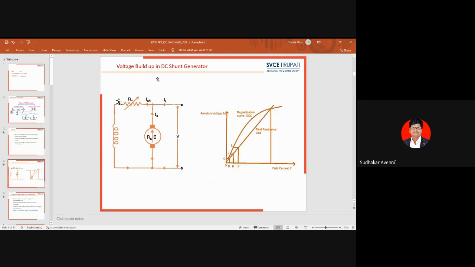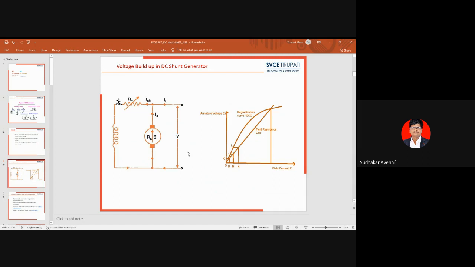So, voltage build up in a DC shunt generator. It is one more important topic from the GATE point of view. See here, the field winding is connected in parallel with the armature winding. Then it is called a shunt generator. The voltage build up in a DC shunt generator is nothing but the voltage build up process in a self-excited generator.